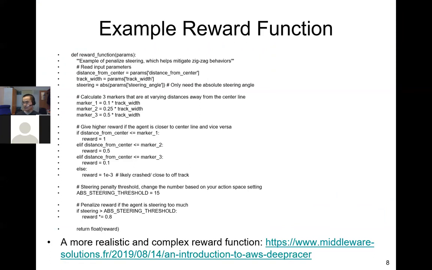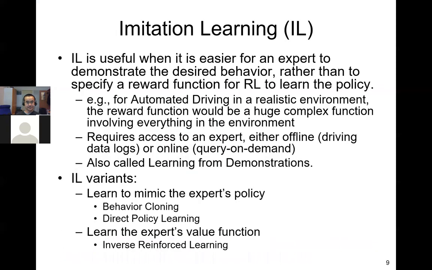An IRL algorithm's performance is fundamentally determined by your reward function. If your reward function is not right, then no matter how good your algorithm is, it's not going to work well. So imitation learning is useful when it's easier for an expert to demonstrate the desired behavior rather than to specify a reward function for RL to learn the policy.